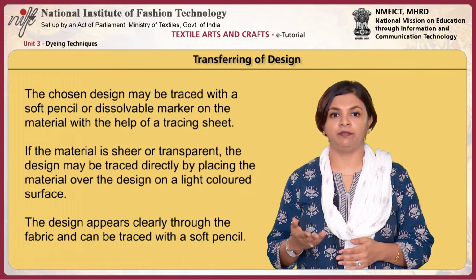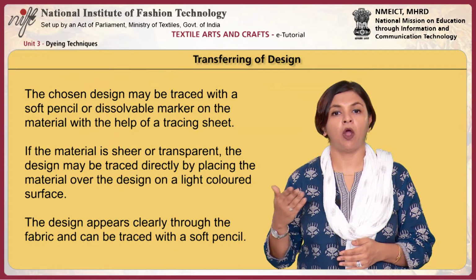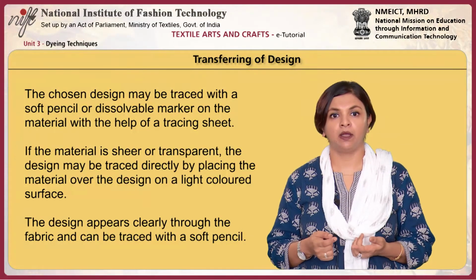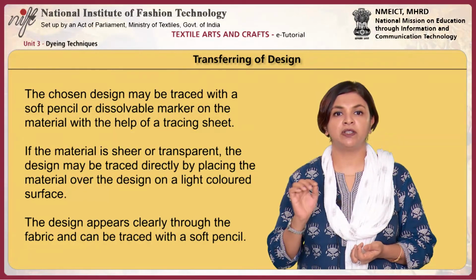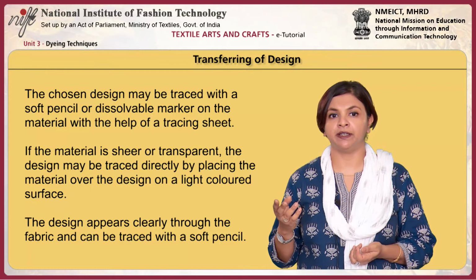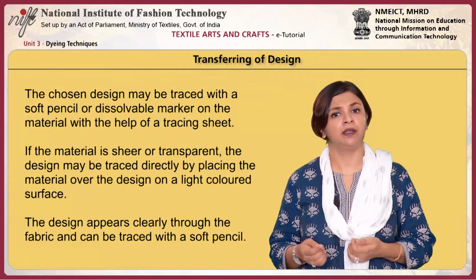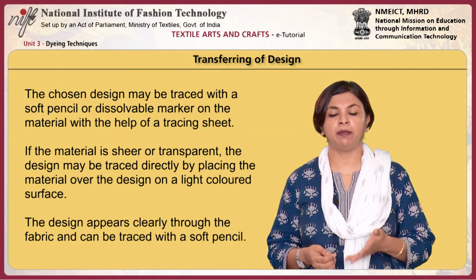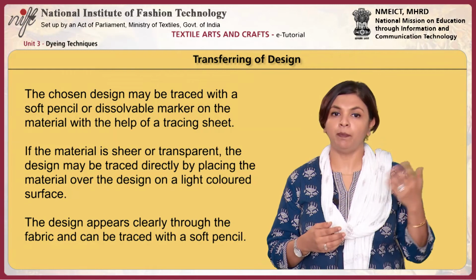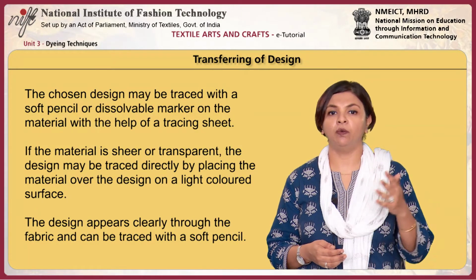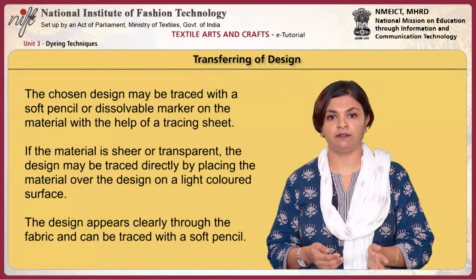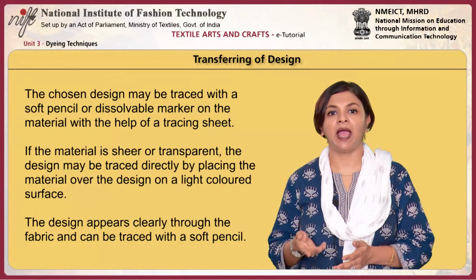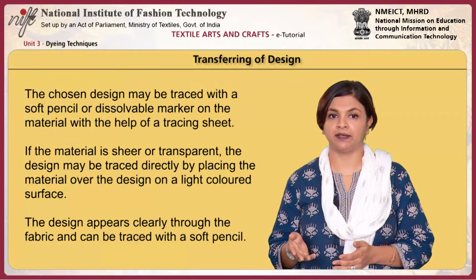There are a number of ways to transfer the design onto the fabric. The chosen design may be traced with a soft pencil or dissolvable marker on the material with the help of a tracing sheet. If the material is sheer or transparent, the design may be traced directly, or by placing the material over the design on a light colored surface. The design appears clearly through the fabric and can be traced with a soft pencil.